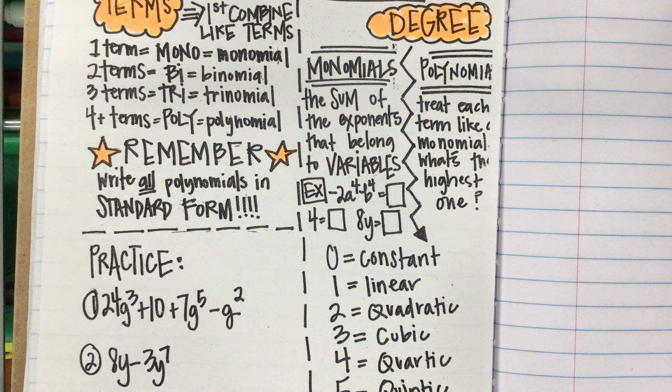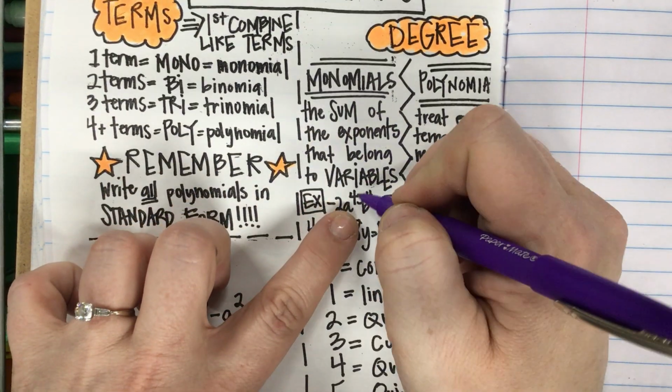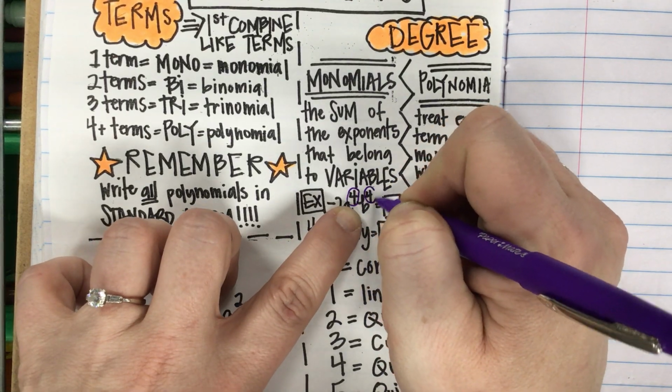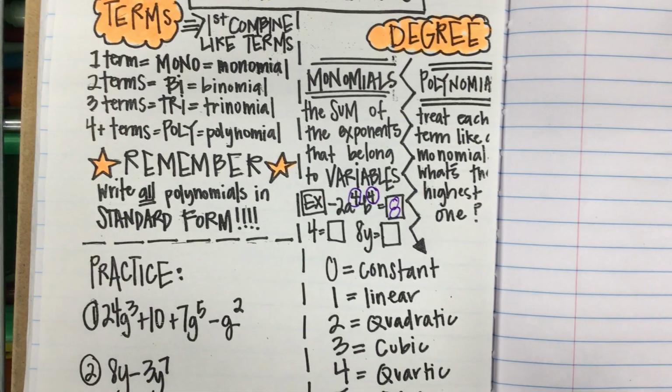What's the degree of that monomial? 4 or 8. I hear those. What is the definition? It's 8. Why? Add them together: the sum of the exponents that belong to the variables. I've got an exponent of 4 and an exponent of 4. 4 plus 4 equals 8. They're different variables, but that doesn't matter. It's in the same term.